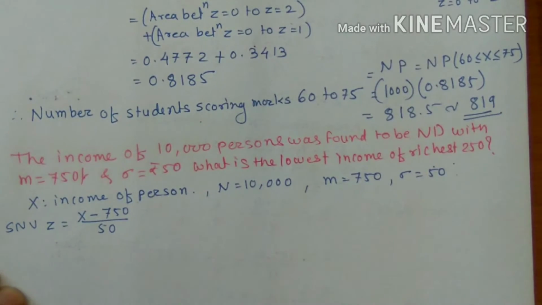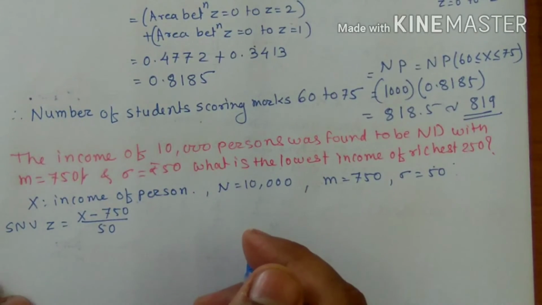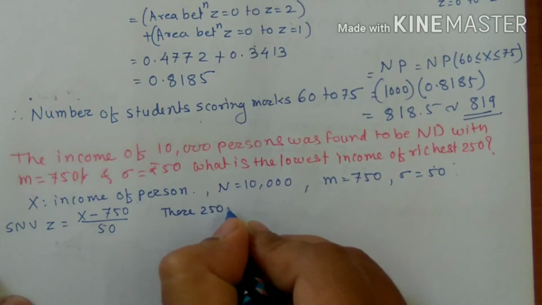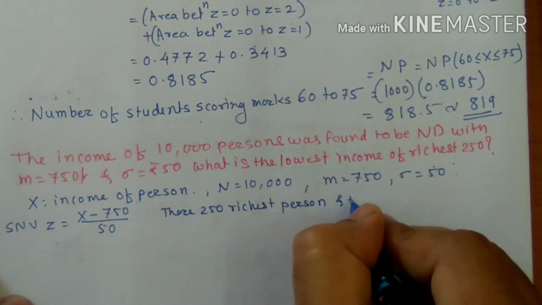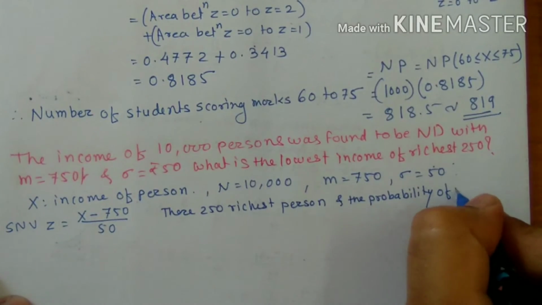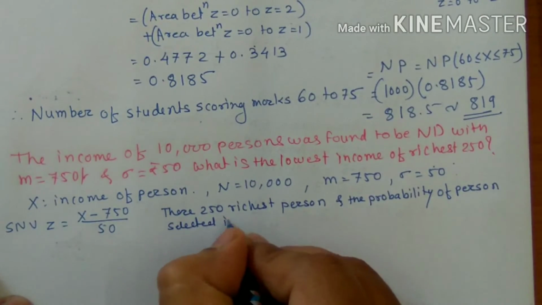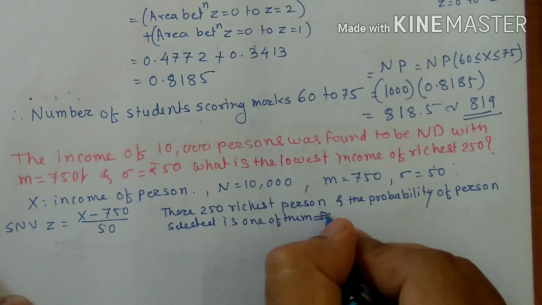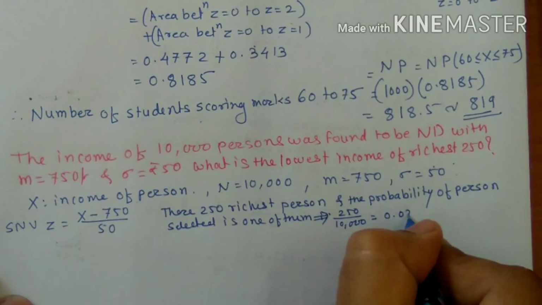Okay, now if we have to consider the richest 250 persons, then the probability that a person selected at random will be one of them. There are 250 richest persons, then the probability of a person selected being one of them is 250 divided by 10,000, that is 0.025.